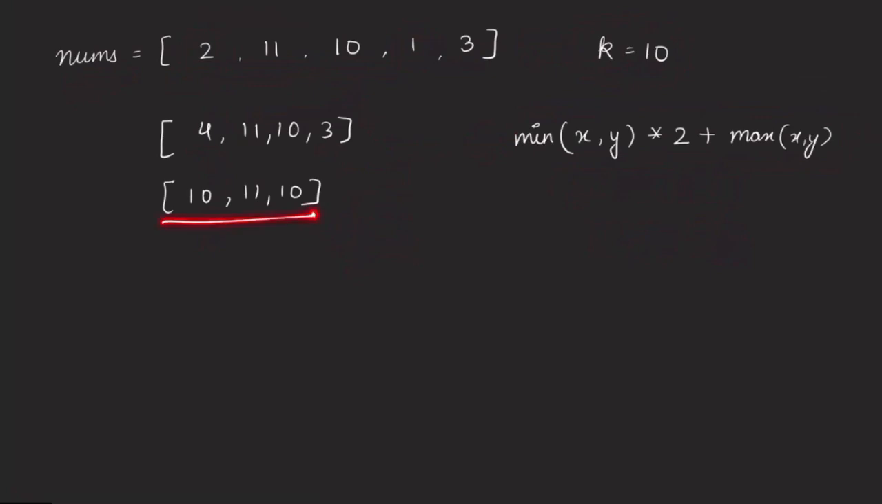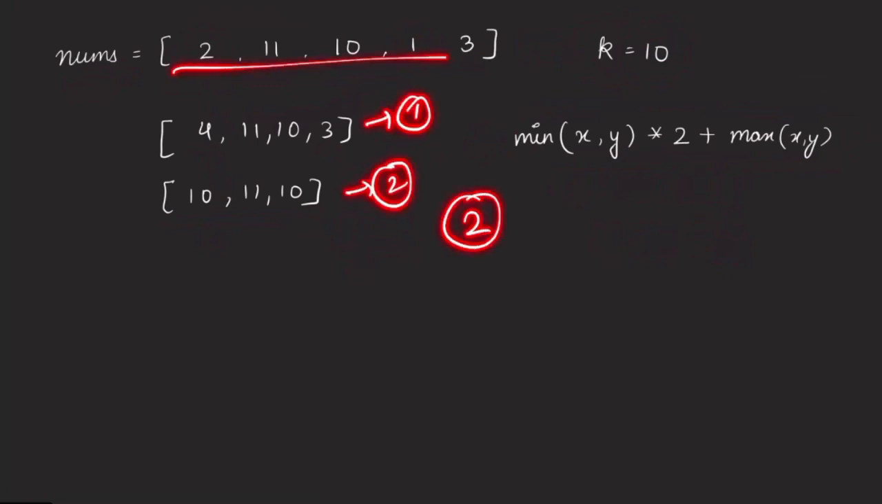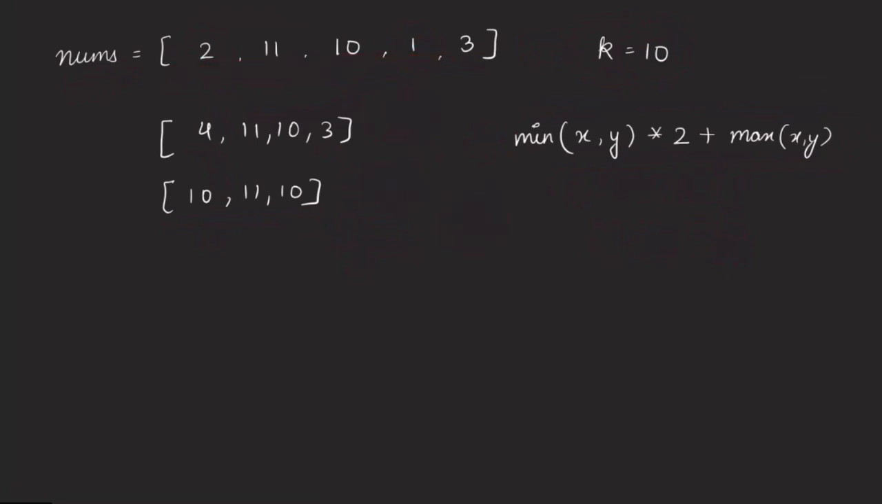Now if we see, all the elements are greater than or equal to k, so now we have to stop. So how many operations did we do? First operation and the second operation. So for this particular case, our answer will be 2. Now how to solve this?